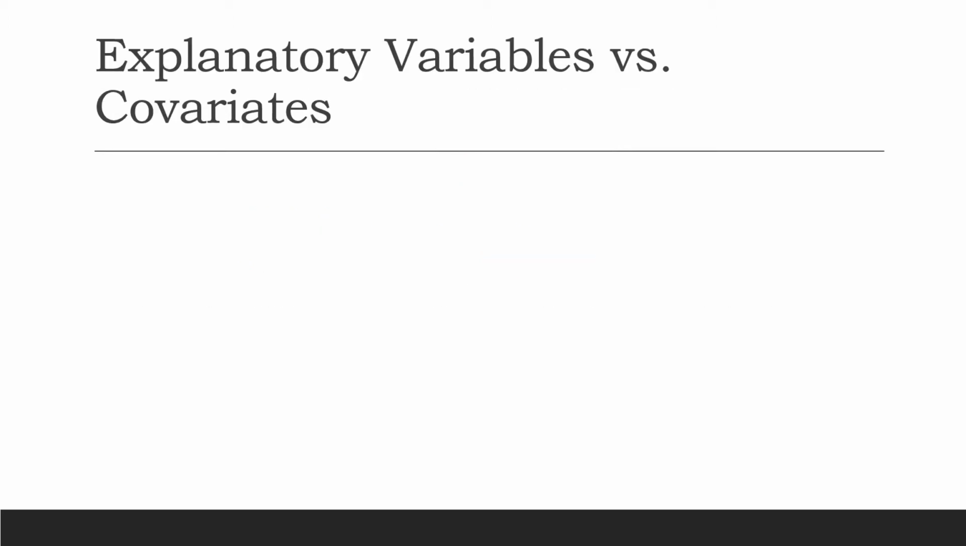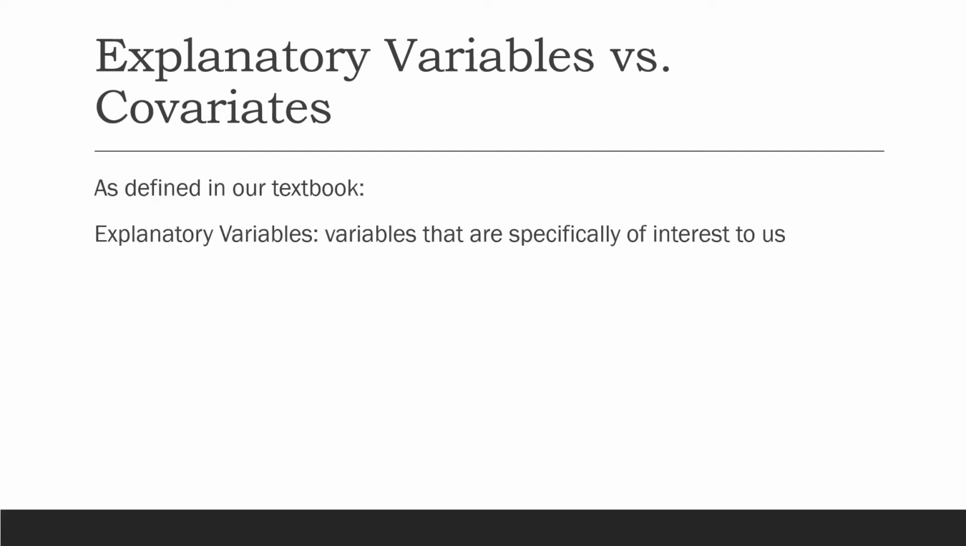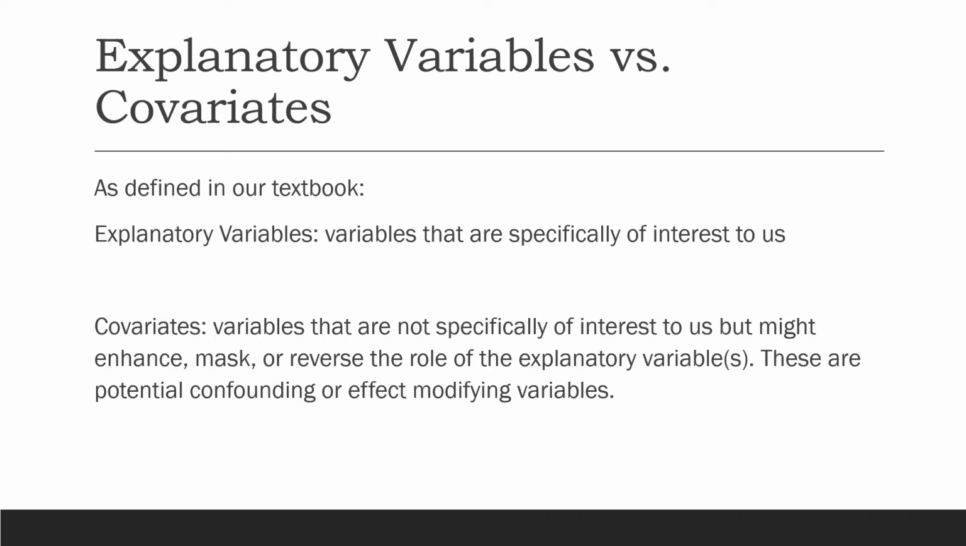Our textbook separates the model terms into two different types, explanatory variables and covariates. As defined by our textbook, explanatory variables are variables that are specifically of interest to us in answering a research question, whereas covariates are variables that are not specifically of interest to us, but might either enhance, mask, or reverse the role of the explanatory variables. So these are the things that are potentially confounding or effect modifying variables.